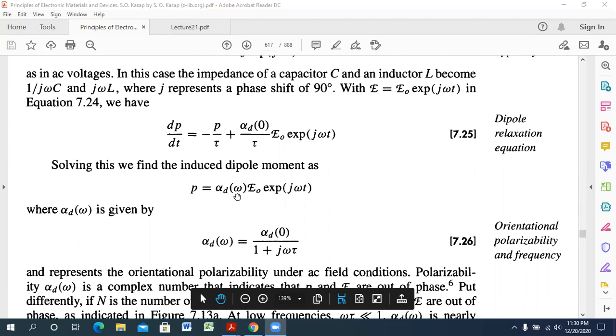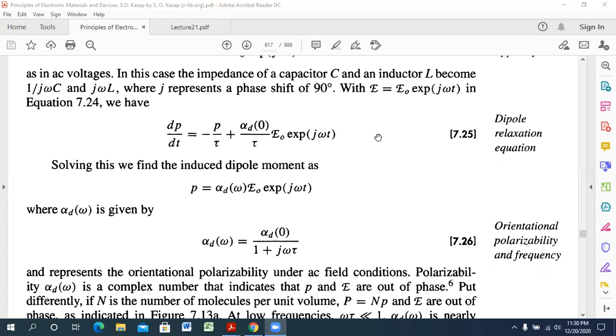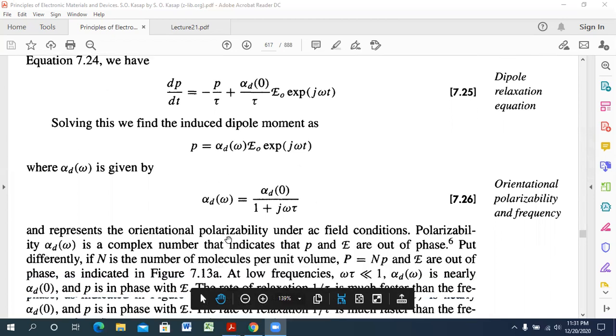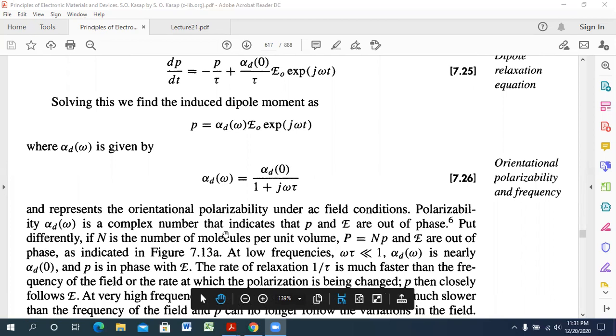So I know all of you know how to integrate. This E naught term is a constant term. So if we integrate the exponential terms, we know that if we integrate e to the power mx, then we get e to the power mx divided by m, right? So if we put the values, this one will be the constant part. Okay, so this one is the orientational polarization under AC conditions. So this equation is very important. This equation is very important.